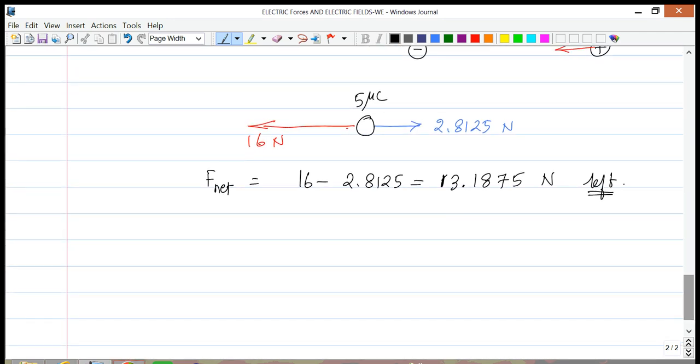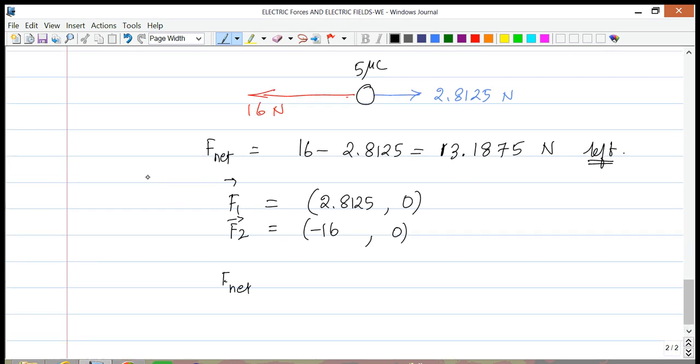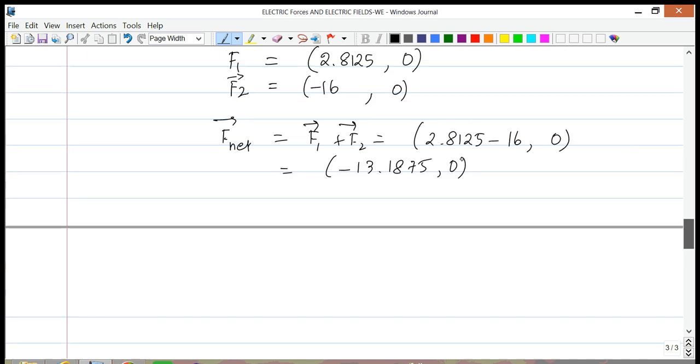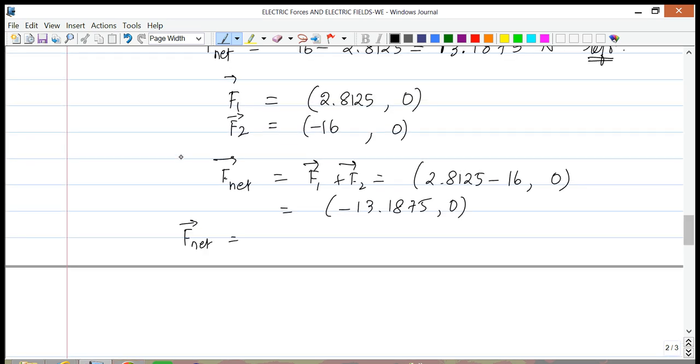Now we could have arrived at the same answer by doing the following, and this is going to be useful in later stuff. F1 has x component 2.8125 and y component 0, while F2 has x component minus 16 and y component 0. So we can write F net as the sum of F1 and F2, which is 2.8125 minus 16, comma 0, which equals minus 13.1875, comma 0. If you find the magnitude of this force, you all know magnitude is the square root of x squared plus y squared. In this case, it is simply 13.1875 newtons pointing to the left.